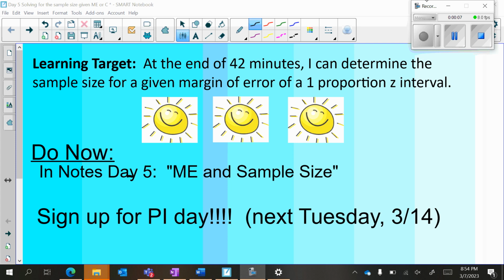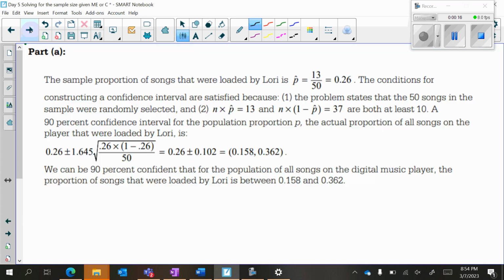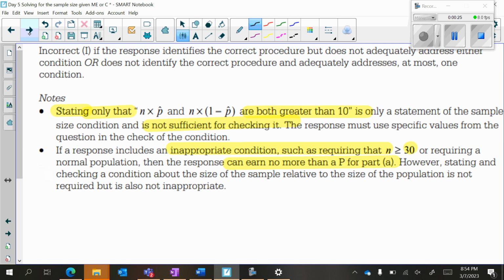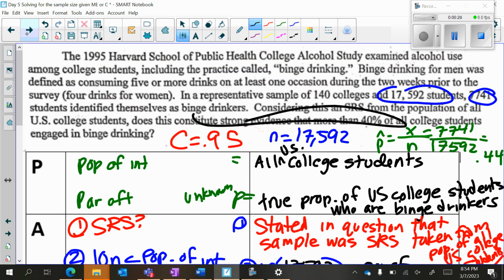We are going to learn our next lesson, which is called Day 5, Chapter 8 Notes, Day 5, Margin of Error and Sample Size. First thing, I have the answer key rubric for the homework from last night. I will be posting this and you can read the rubric to see how you did. Then there's a question here that I want you to try. Obviously, it's filled out on my end, but I want you to do this question for your Do Now. The Harvard School of Alcohol Study is spotlighting binge drinking. Write all the information on the top and do the full PANIC procedure.